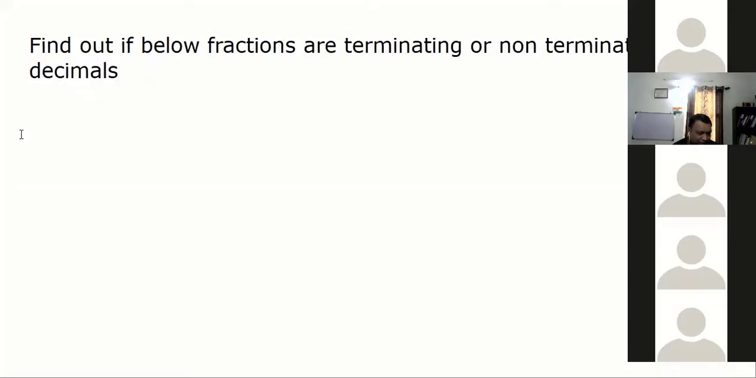Suppose I write 77 by 35. Let me write 73 by 35. Tell me everybody, is it terminating decimal or non-terminating? Asta says non-terminating, okay.